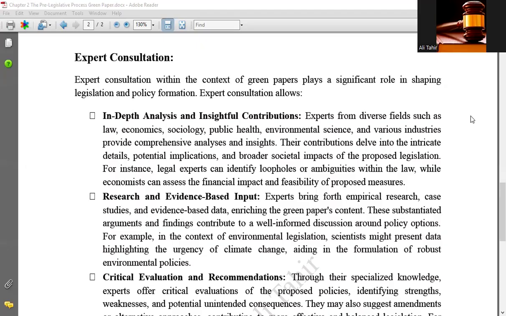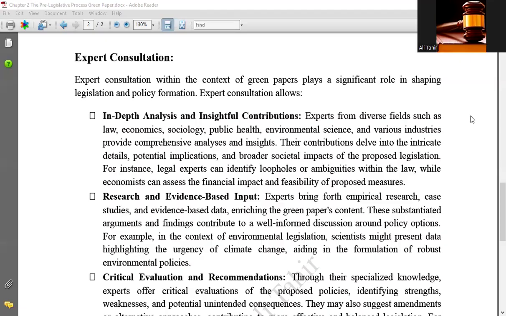An example of these would be the legal field. It might be something related to economics. It might be a sociological issue that needs addressing. It might be a matter of public health policy. It might also be something related to the environmental sciences and emissions laws, as we see today, where the UK is trying very hard to cut down on carbon emissions and how people can burn things or not burn things. So basically, all the laws relating to these fields would be the most effective if they actually came in from green papers. And various industries provide comprehensive analysis and insights.